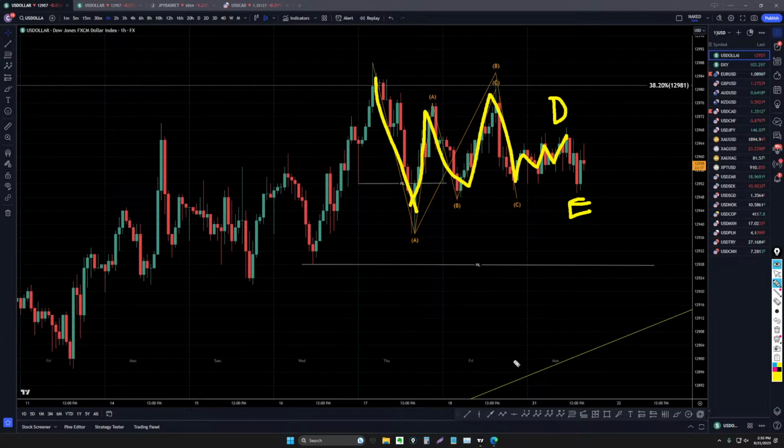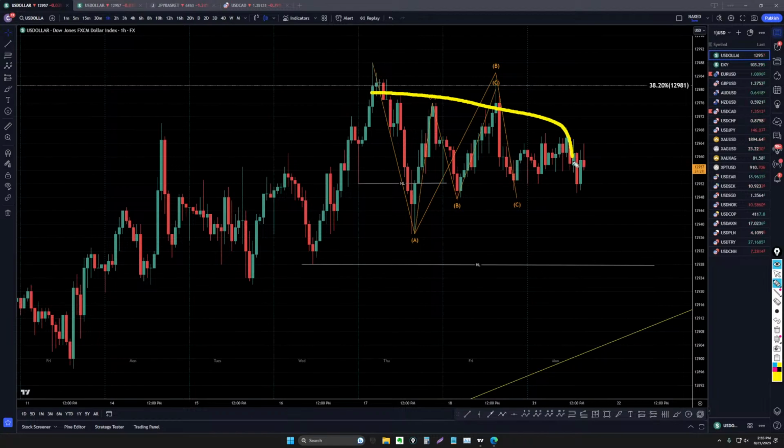But either way, I do still think there's a very good possibility that this very easily could just keep on trending up. I really don't see any reason as of yet to think that this whole thing right here is not just a correction to just this last wave up.